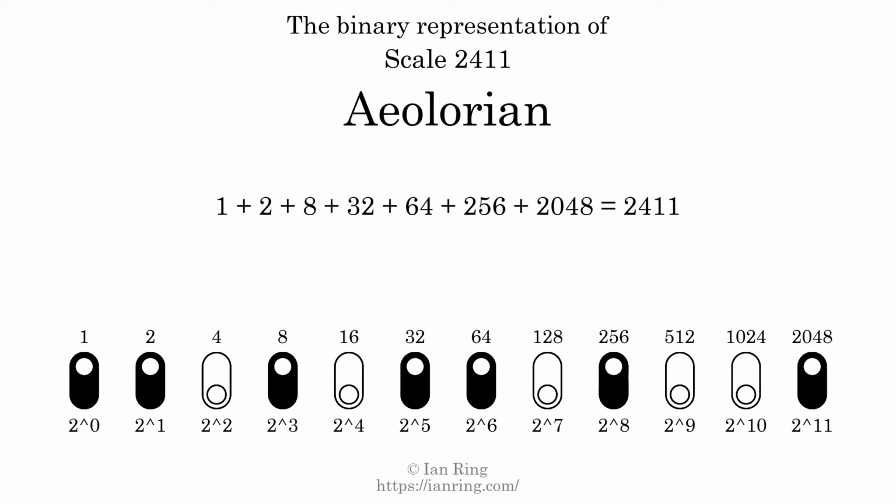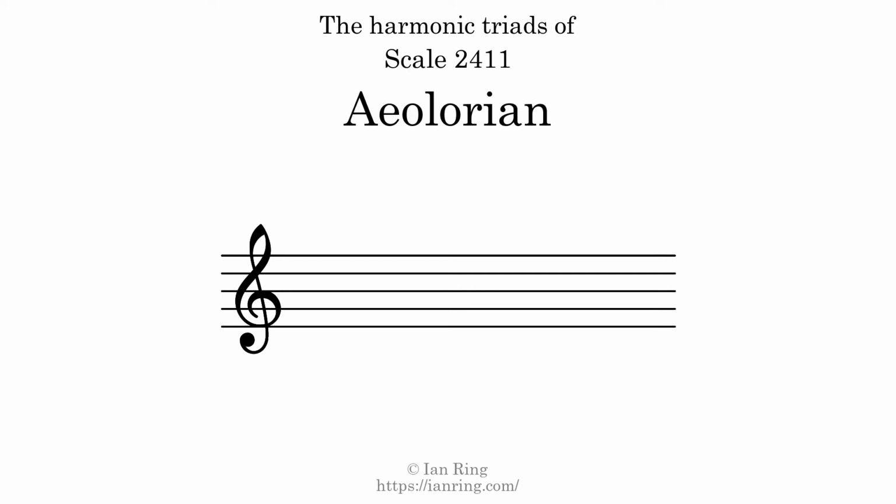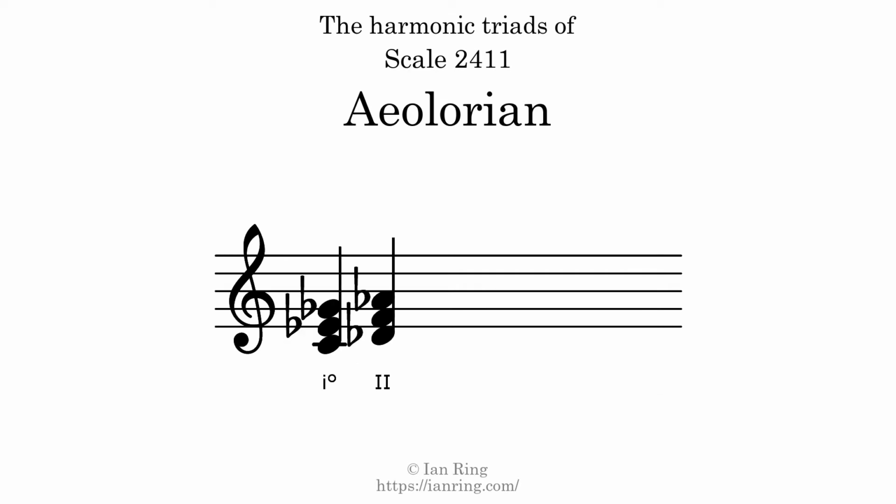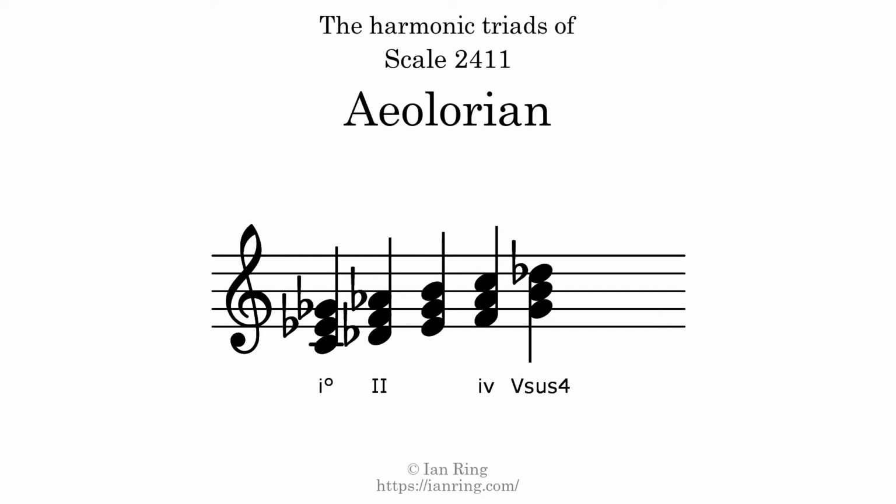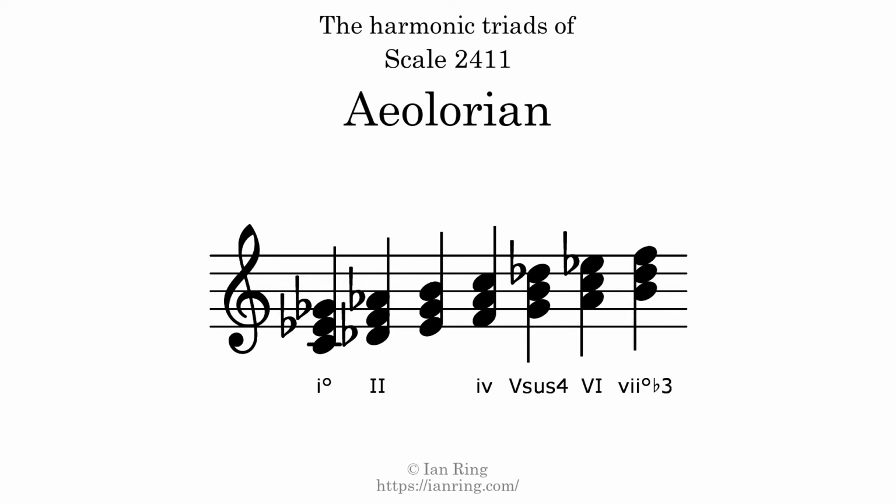The scale number not only enumerates the scale with a unique index, but it also literally describes the tonal content of the scale. Represented as a binary number in base 2, the scale number is 1001011101011. Here are the harmonic triads present in this scale. Diminished, major, unnamed, minor, sus4, major, diminished flat 3.